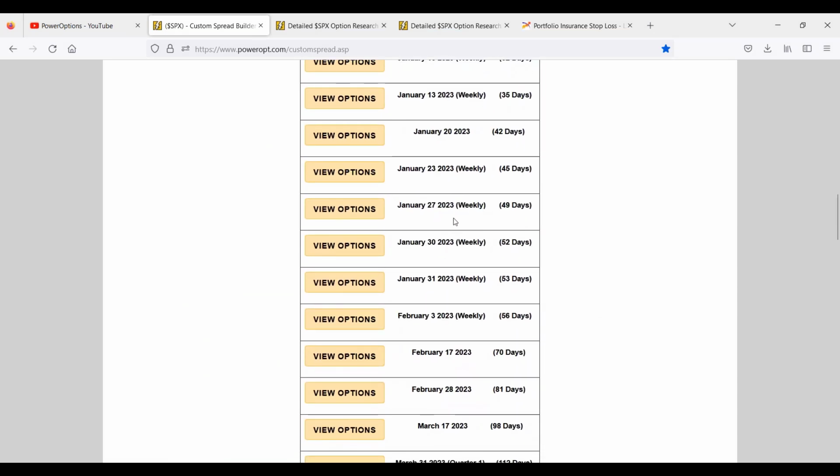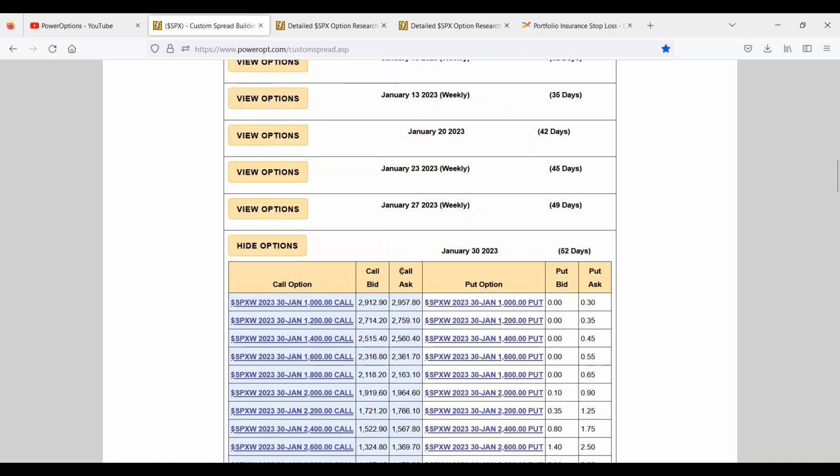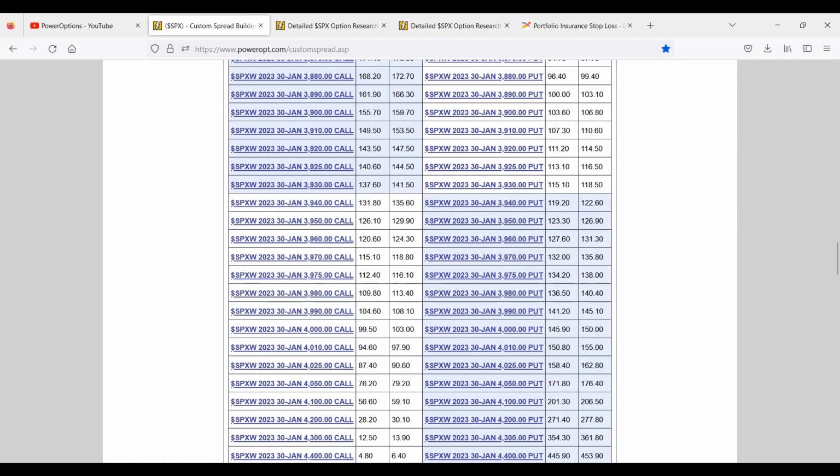Let's see what we've got. First 49 days, that's good. 52, that's great. 70 days to February. Let's go January 30th, not the quarterly, that's the 31st, isn't it? But let's go with January 30th, 52 days out in time. And fewer strikes now because we're closer to the expiration. And we're right in between. I'm going to straddle it.